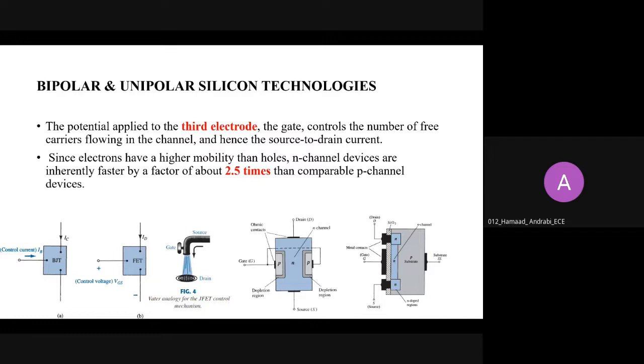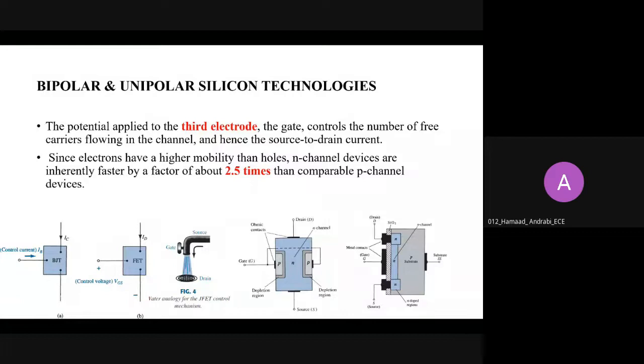Okay. Channel is the space between source and drain. Channel is the space of the semiconductor between source and drain. So the job of this gate is to control the flow of carriers in the channel. I'll explain how it helps in controlling that. So this is just an introduction.